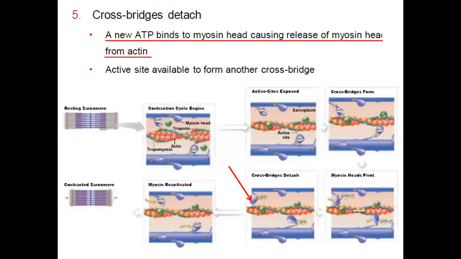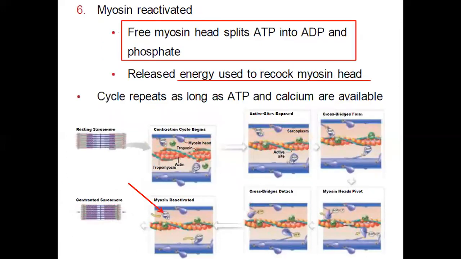So this is called cross-bridge cycling. So where a cross-bridge forms, myosin binds to actin, and then it performs a power stroke. It swivels and pulls on the thin filament, and then releases. The cross-bridge detaches. So you should understand that whole cycle. Again, the free myosin head splits a new ATP, and it energizes it, and this whole process starts all over again.